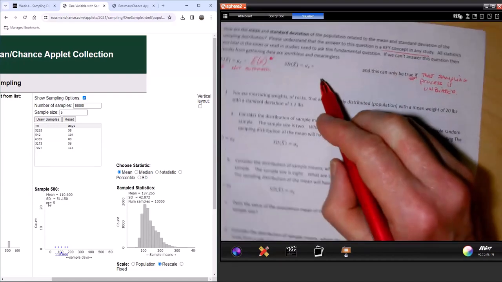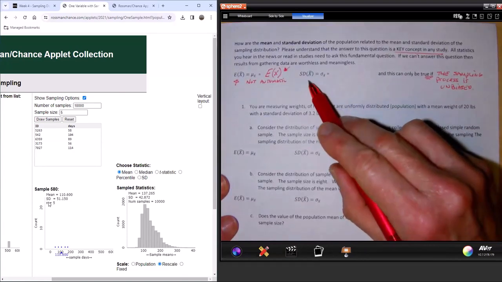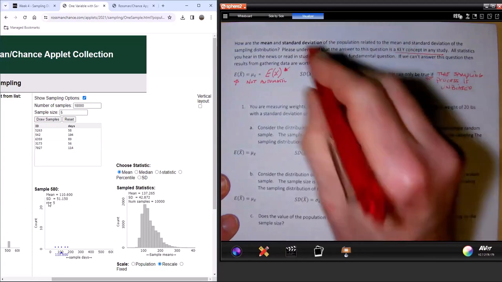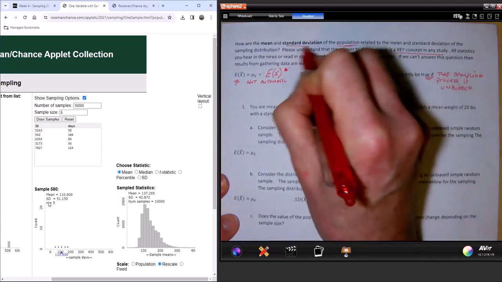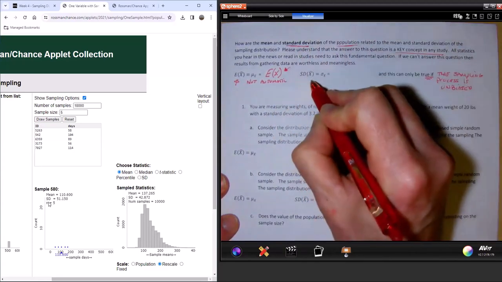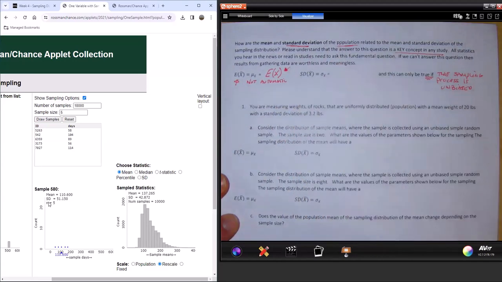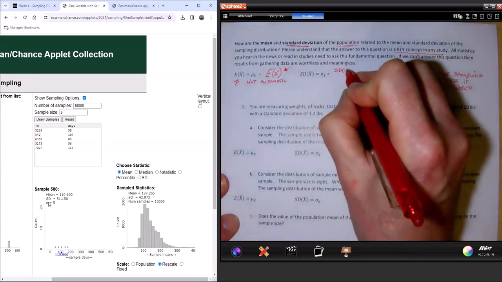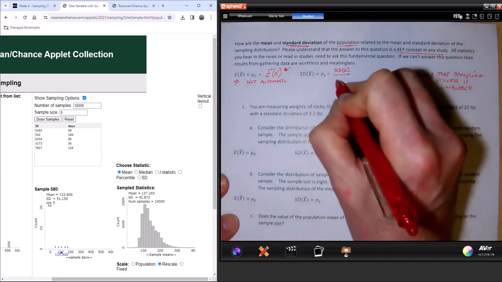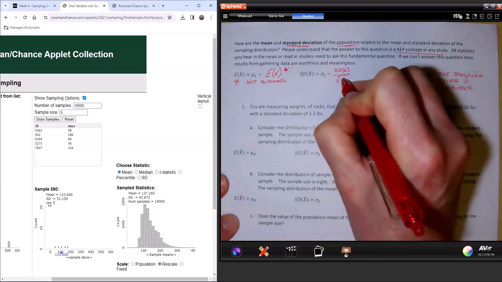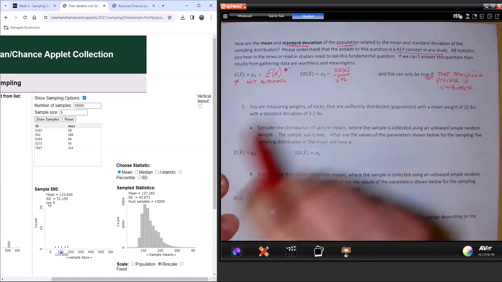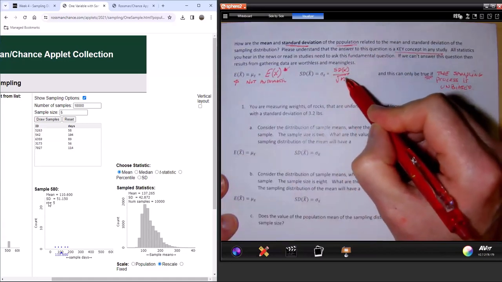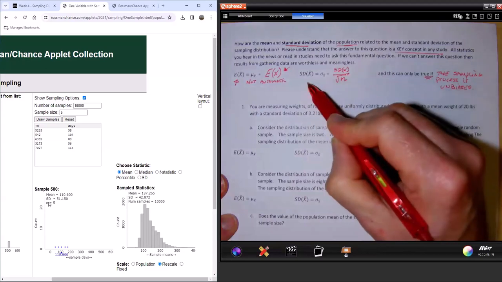How are these two related? The standard deviation of my sampling distribution of the mean and the population standard deviation. And the answer is this. They're not equal. But we take the standard deviation of the population we're sampling from, divide that by the square root of n, and you have this.